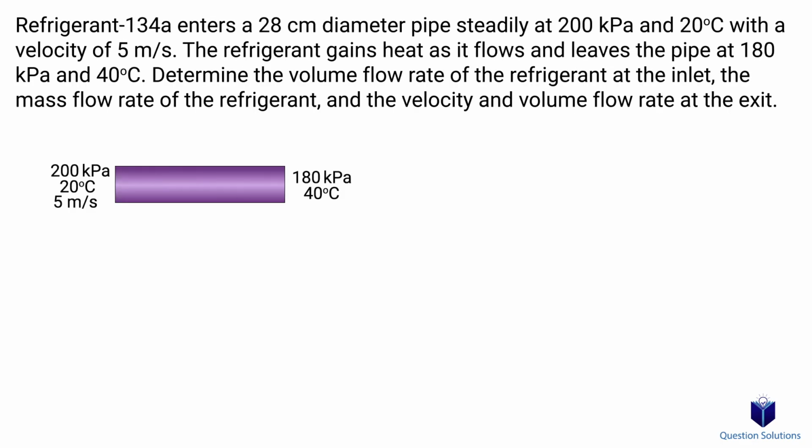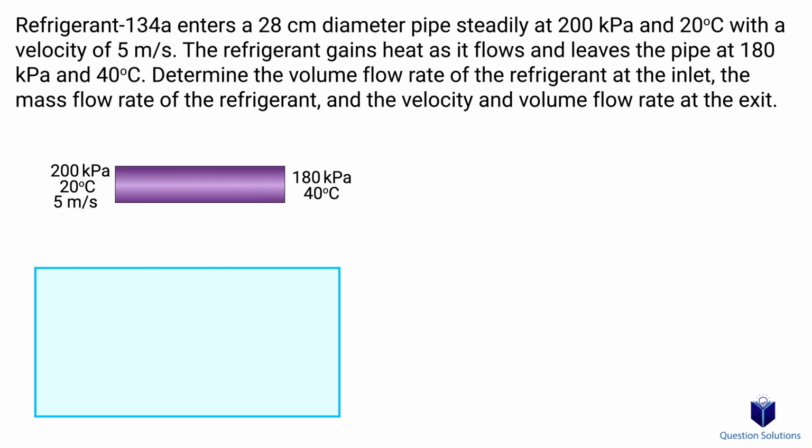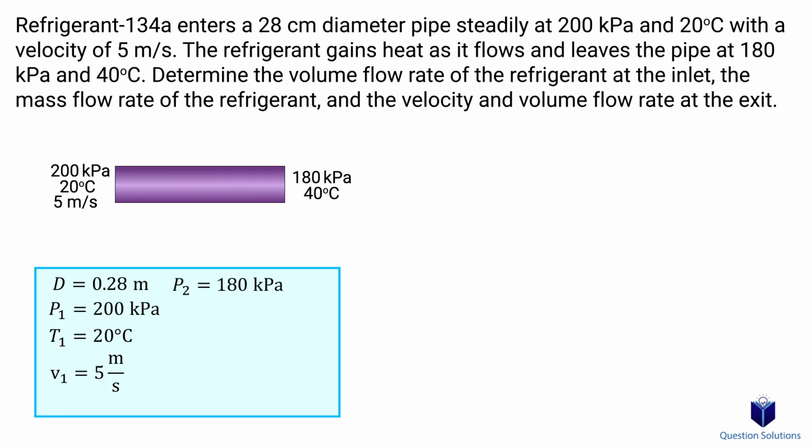In this problem, we have refrigerant 134A flowing through a pipe. We need to figure out a bunch of things, so let's start off by writing down what we know. The diameter of the pipe is 28 centimeters, or 0.28 meters. The refrigerant enters the pipe at 200 kilopascals with a temperature of 20 degrees Celsius, and the velocity is 5 meters per second. When it exits the pipe, the pressure is 180 kilopascals, and the temperature is 40 degrees Celsius.